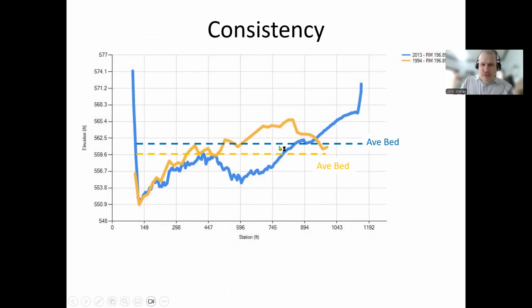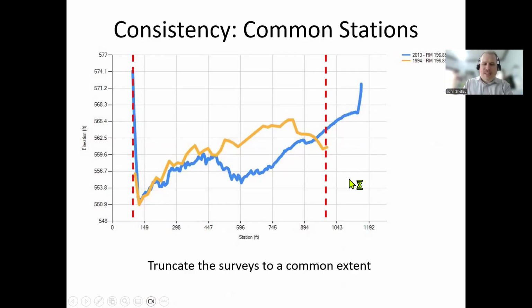And that's not real. The reason why it would do this is because in 2013 you're also including all this extra data that's going higher up on the sides of the channel. And so you'll get erroneous bed change values unless you're looking at just the same portion of the channel from both years. So as I explained, there's two ways that you can get a consistent portion of the channel.